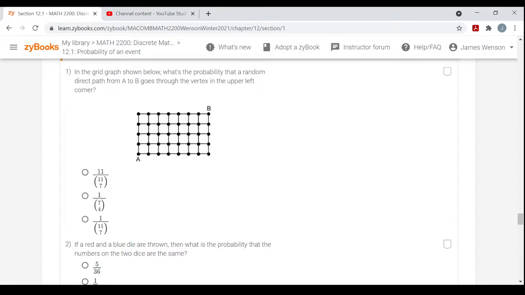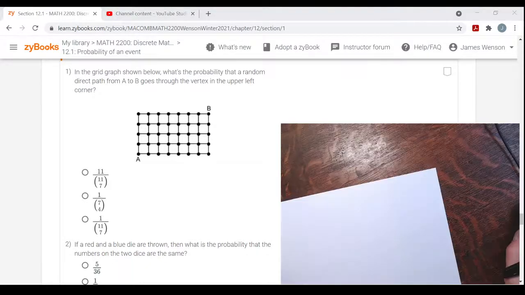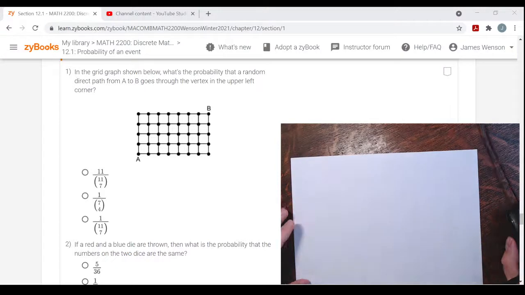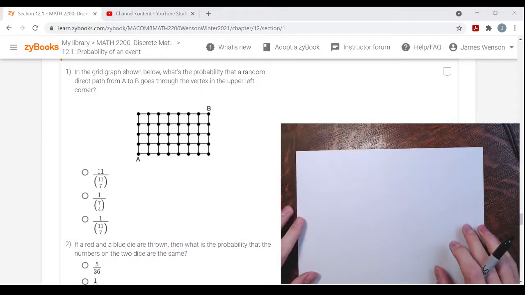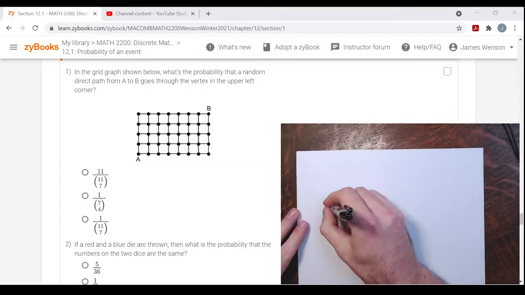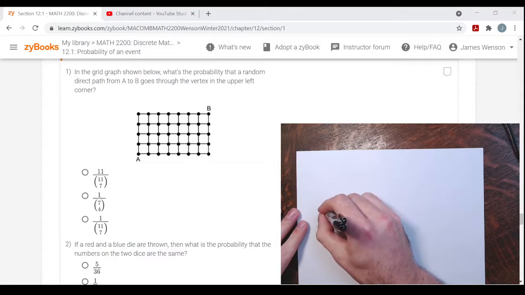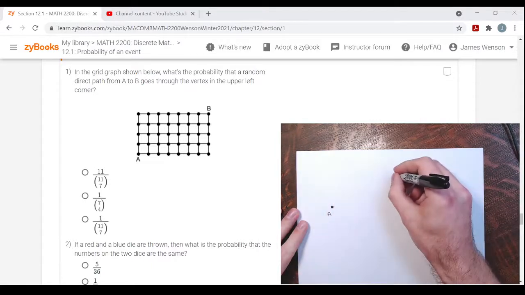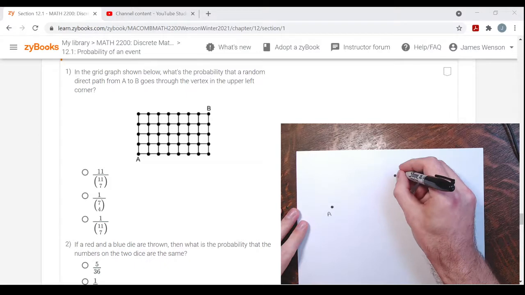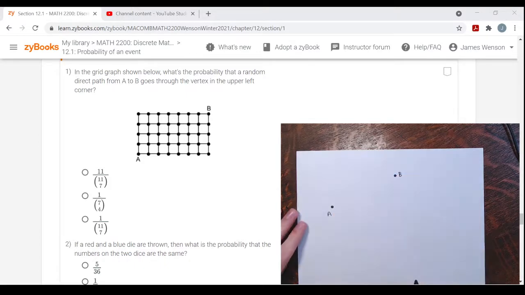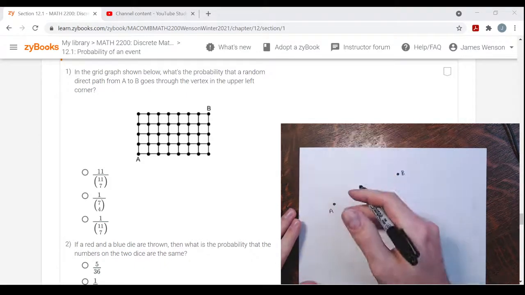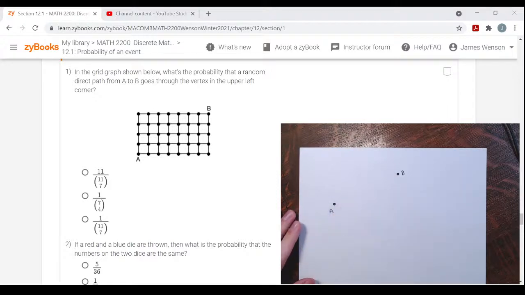Now I'll pull up a piece of paper here. I'll actually just have it come up on screen. Hopefully you can see this. Now if you look at this, from point A to point B, if I'm doing a direct path where I can't go back, I can't go down, I have to move toward B in some way on these grid points.